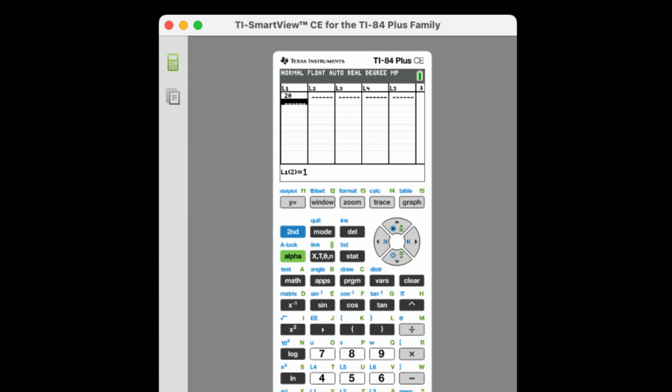20, enter. 12, enter. 18, enter. 15, enter. 22, enter. 10, enter. 20, enter. 12, enter. Okay, the next is 8, 10, 12, 9, 6, 15, 7, and 18. So double check. Did we enter our data okay? Does it look like we did it okay?